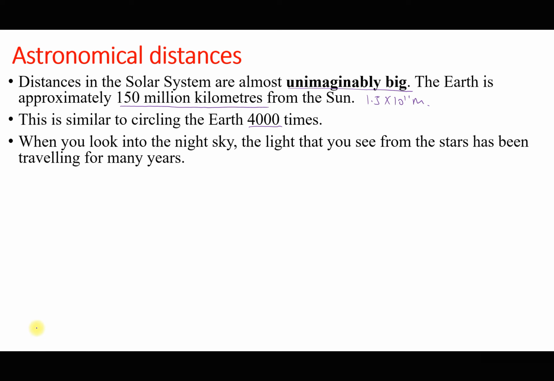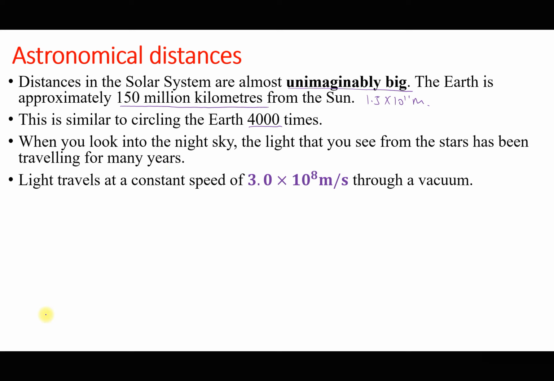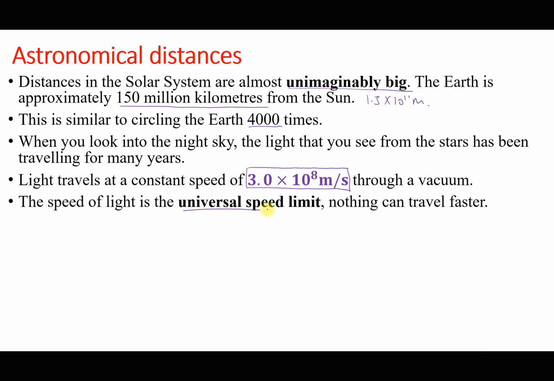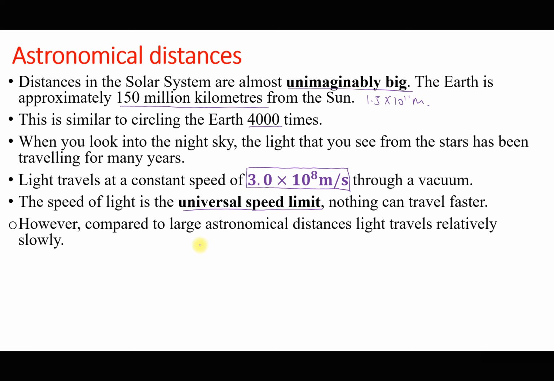So when you look into the night sky, the light you see from the stars has been traveling for many years, especially for stars which are extremely far away from us. Light travels at a speed of around 3 times 10 to the power of 8 meters per second, which is considered to be the universal speed limit. The speed of light is the universal speed limit, and we believe that nothing can travel faster than this speed. However, if we compare to large astronomical distances, then light travels relatively slow.